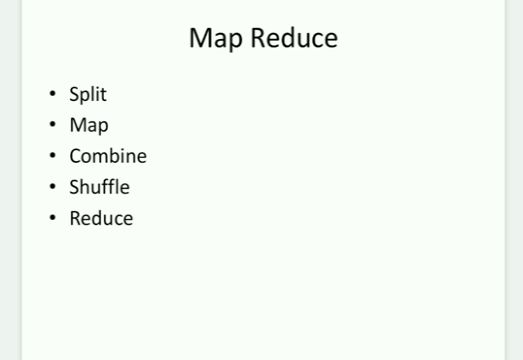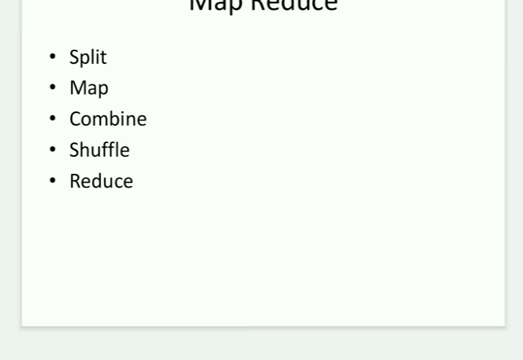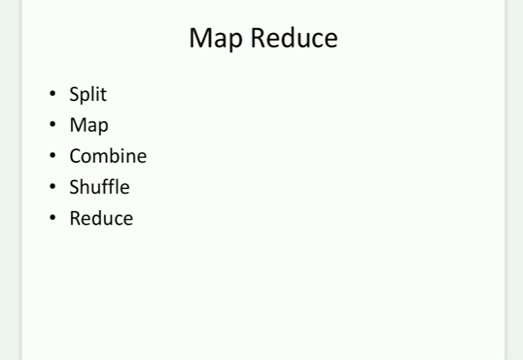Okay, so as you can see in this slide, there are 4 stages, you can say, of MapReduce. First stage is split, map, combine, shuffle, reduce. So in brief, we can say there are only 2 stages, that is map and reduce. If we go in detail, there are 5 stages to process the data. That means it will take the input and give you the required output.